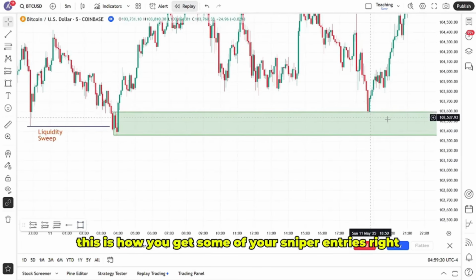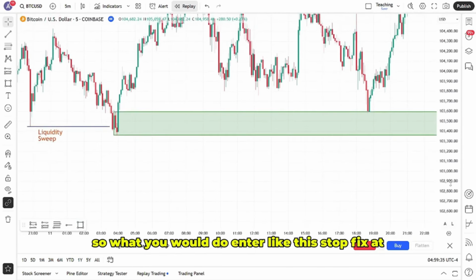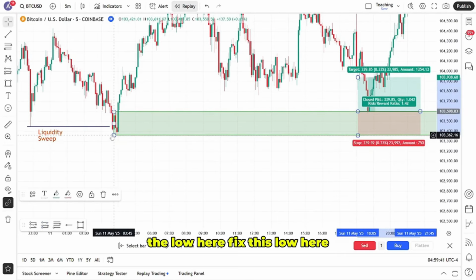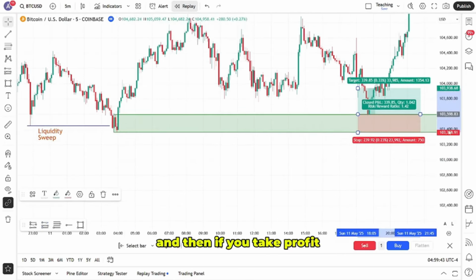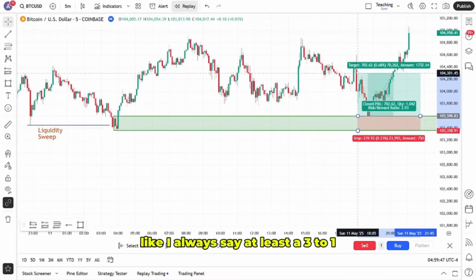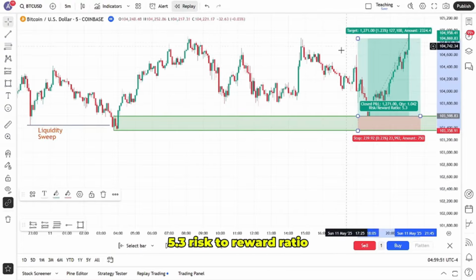This is how you get some of your sniper entries, right? Look at that, minimal drawdown there, right? So what you would do, enter like this. Stop fixed at the low here, and then for your take profit, you're going to target at least, like I always say, at least a 3-to-1, or you can target these highs here, right? 5.3 risk to reward ratio.